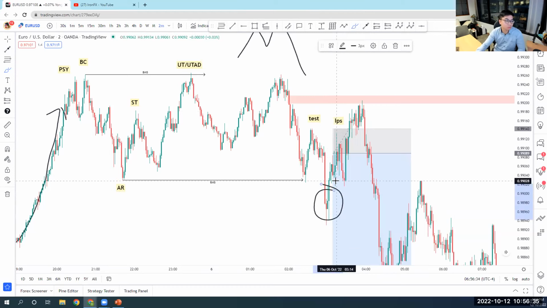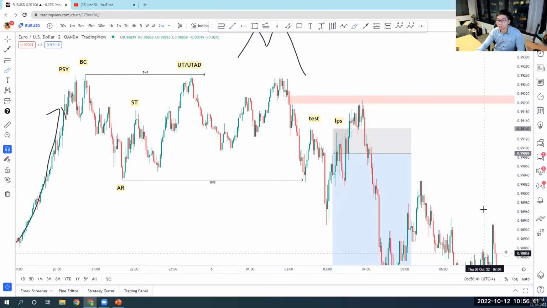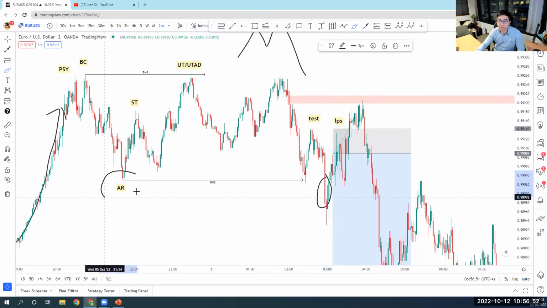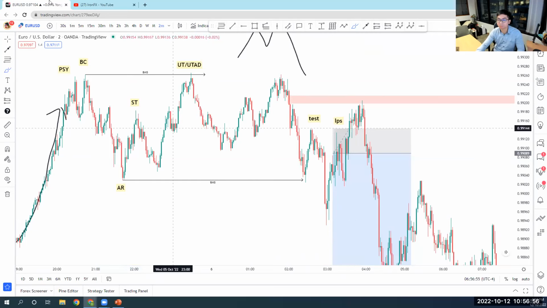This is a strong break of market structure. Why is this weak and why is this strong? Because this is just a weak wick. It's not strong enough, but this is a body closure. What I want is the body of the candle to close below the automatic reaction.